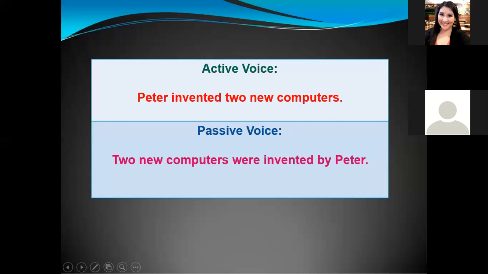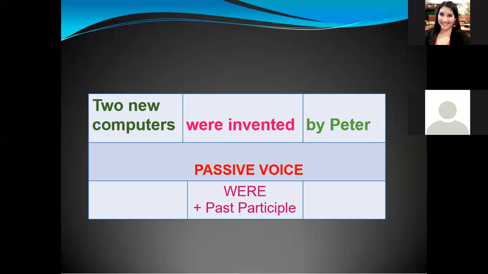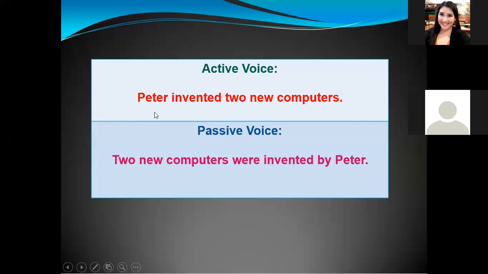Here we have, I want you to pay attention to this. Sorry, guys. The cross again, all right? It's important for you to see the cross, okay? And then you have active voice. Peter invented two new computers, or two new computers were invented by Peter. Now, in passive voice, you can say, two new computers were invented, and it's okay. Or two new computers were invented by Peter, and you tell me who did the action, who invented the computers, okay? Any questions so far?